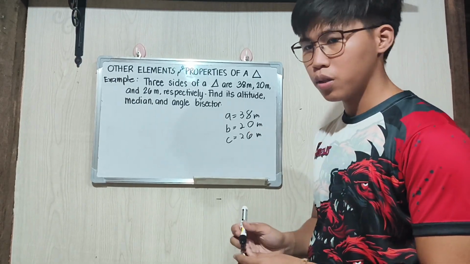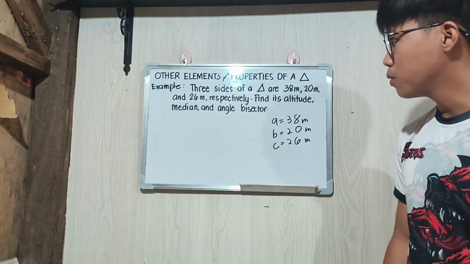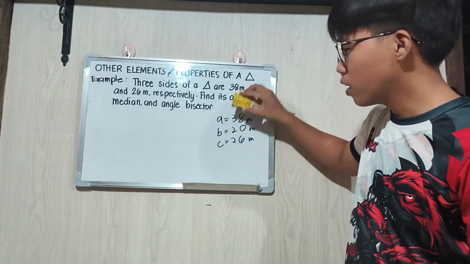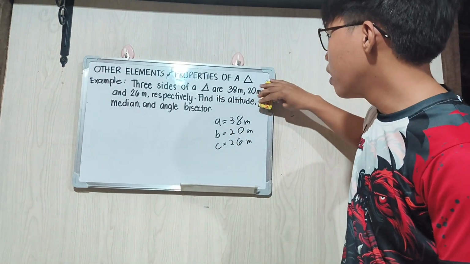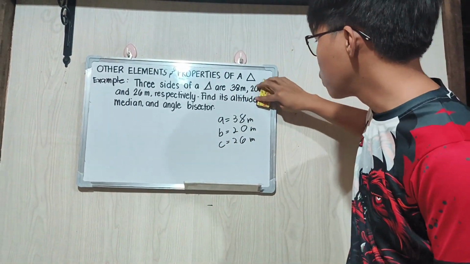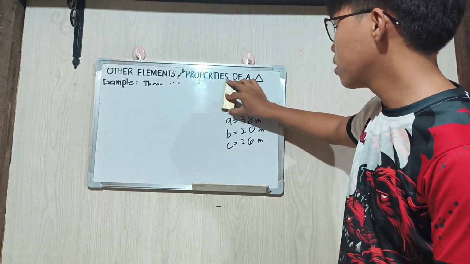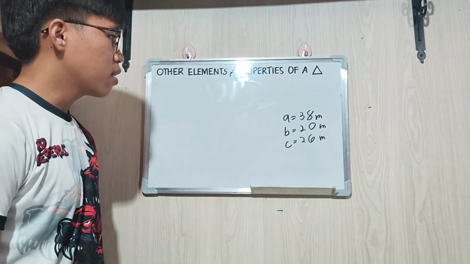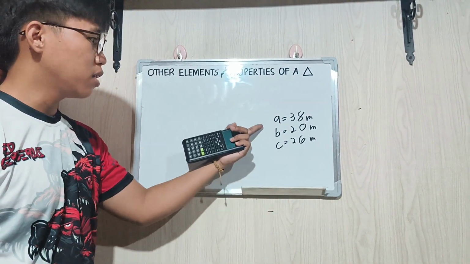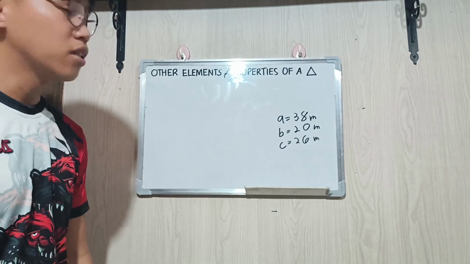So we're going to erase this so we can have a bigger space to solve this. First we're going to get the angle of this side. So first we're going to use the cosine law.